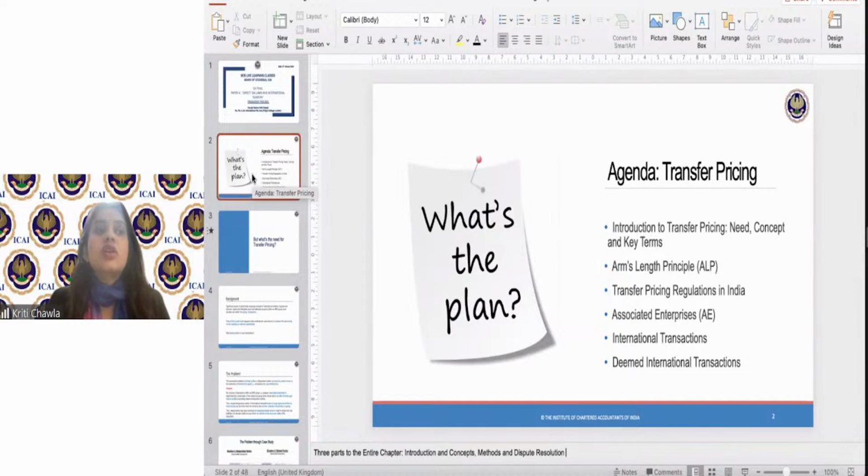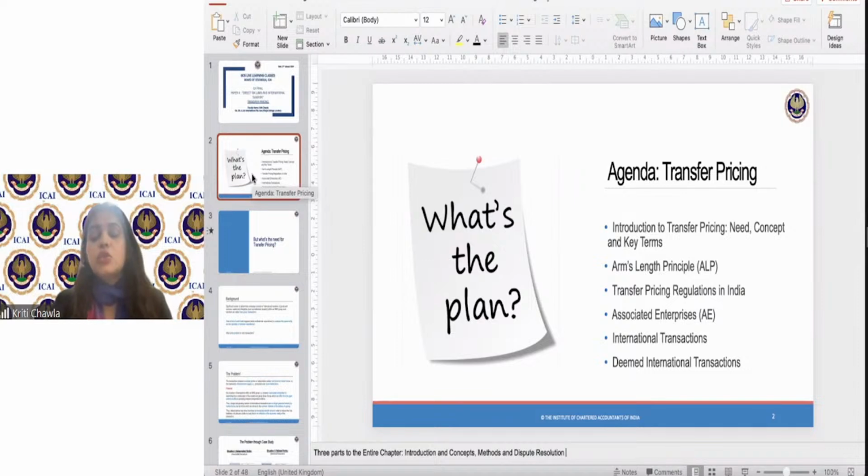Then we'll discuss the concepts in transfer pricing, and I'm going to address some key terms in transfer pricing. There are things called comparable transactions, uncontrolled transactions, controlled transactions, or something like arm's length price. We'll discuss what exactly they mean, and then going forward in the next two lectures, I will be using these terms and terminology very swiftly.